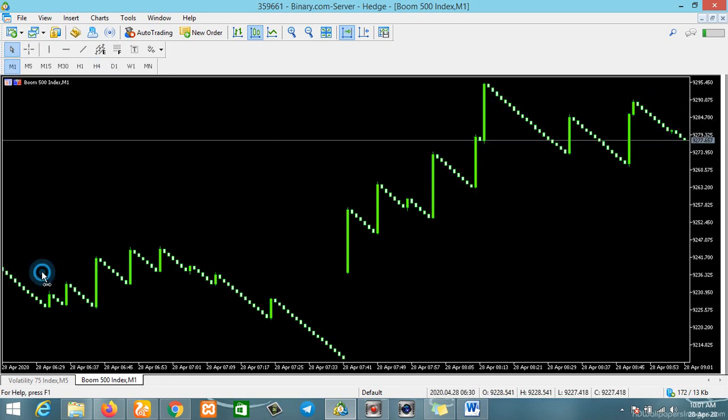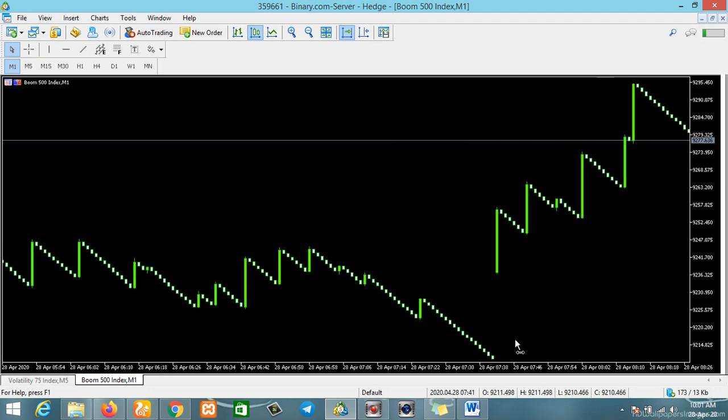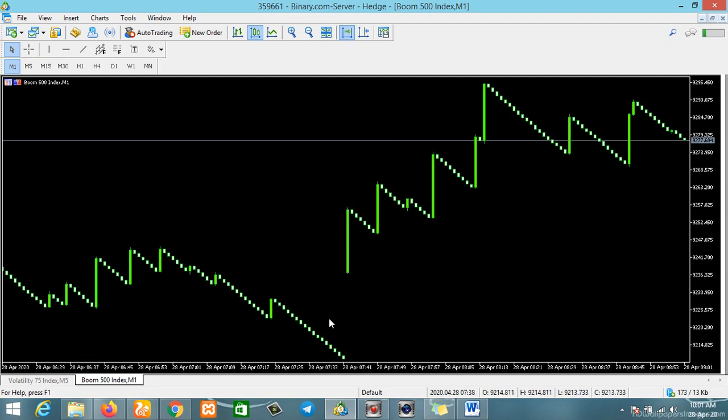Now with this 1 minute, 1 minute is very large, so you can't view everything together, but so far all the big time frames told us that it is an uptrend, meaning we'll be having more of the uptrend in Boom today. There will be more of uptrend.